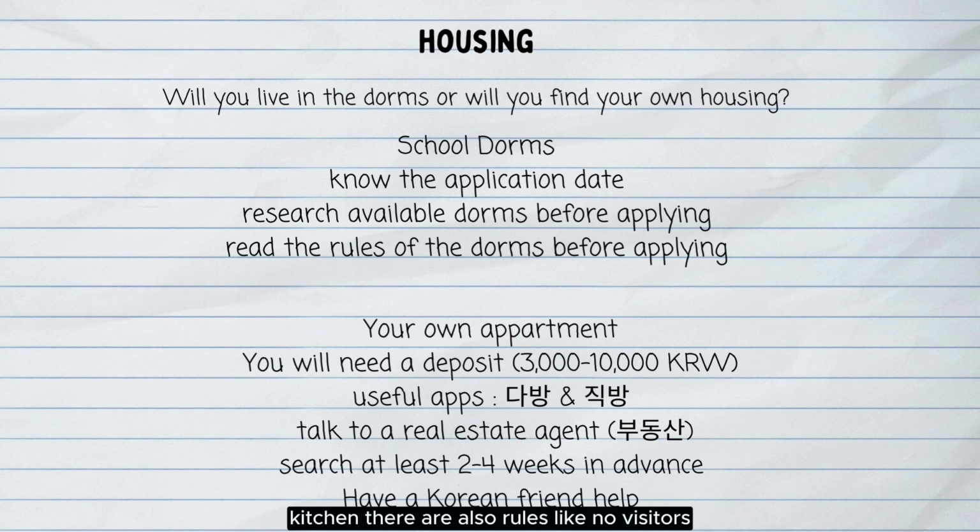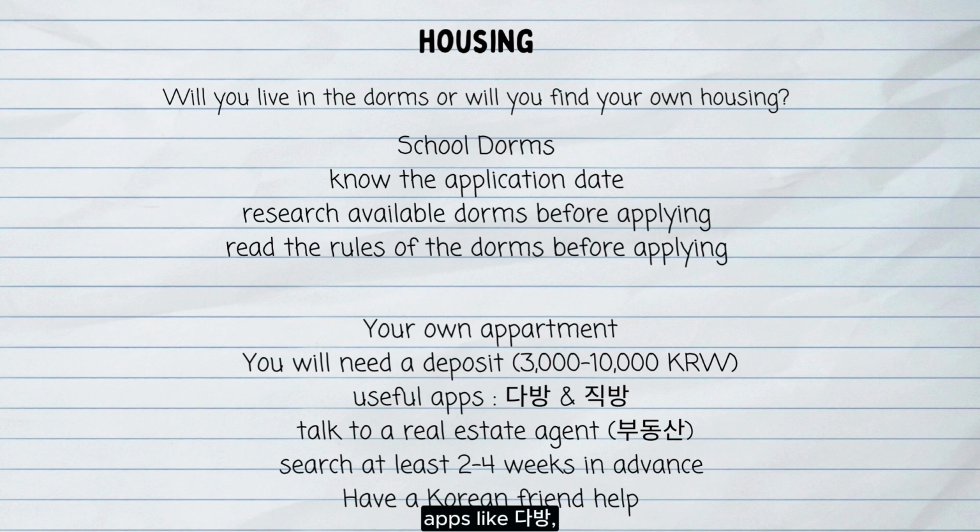There are also rules like no visitors, no alcohol. If you are choosing your own housing, plan to look at apartments in your desired area at least 2 weeks in advance. I know this seems like a short time to look for an apartment, but in Korea this is pretty normal. Apartments go very quick in Korea, especially if they are within walking distance of the school. So if you see an apartment you really like that's in your price range, you should act on it quickly.